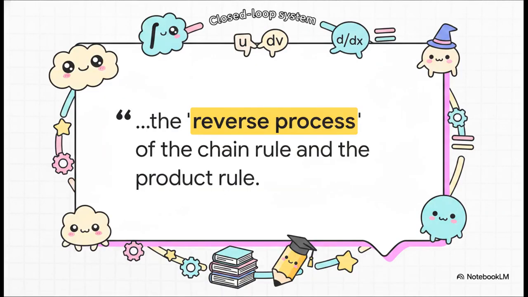I actually want to highlight this quote directly from the source material because it hits the nail right on the head. Integration by substitution and integration by parts can be considered as the reverse process of the chain rule and the product rule. This single sentence perfectly connects months of study. It proves that advanced math is just an elegant, closed-loop system.